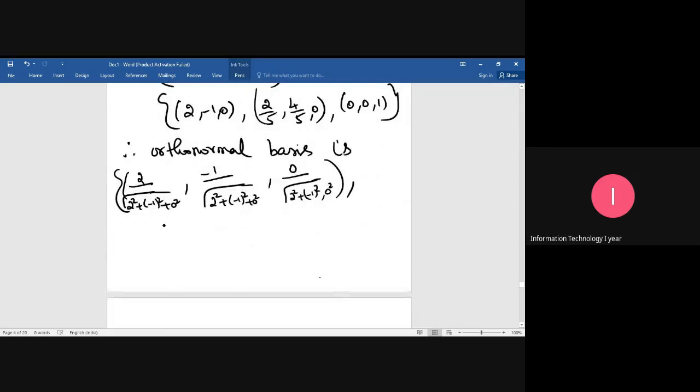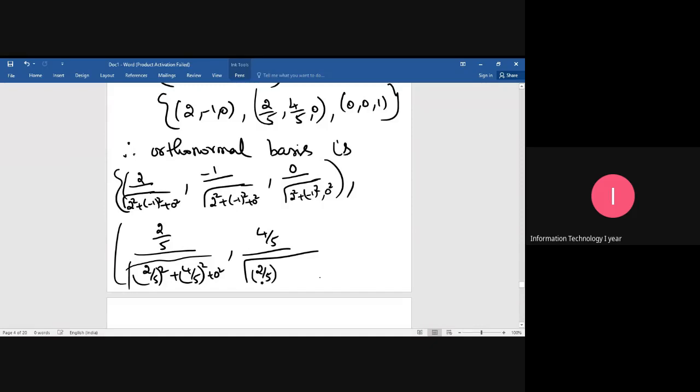Second one, 2 by 5 divided by square root of 2 by 5 square plus 4 by 5 square plus 0 square, comma. Second vector 4 by 5 now, 4 by 5 divided by square root of 2 by 5 the whole square plus 4 by 5 the whole square plus 0 square, comma. The last value is 0, 0 divided by square root of 2 by 5 the whole square plus 4 by 5 the whole square plus 0 square.